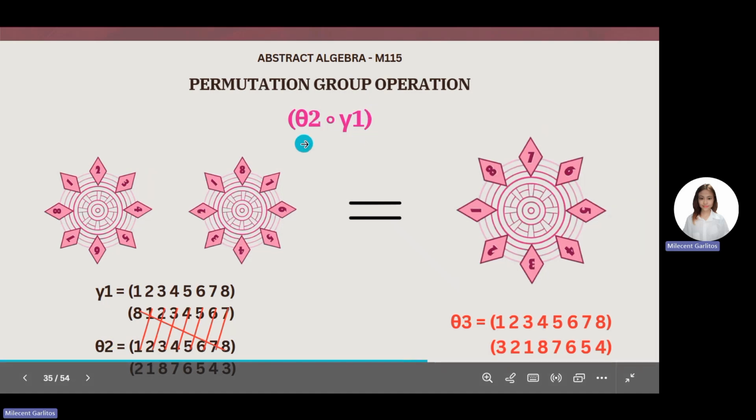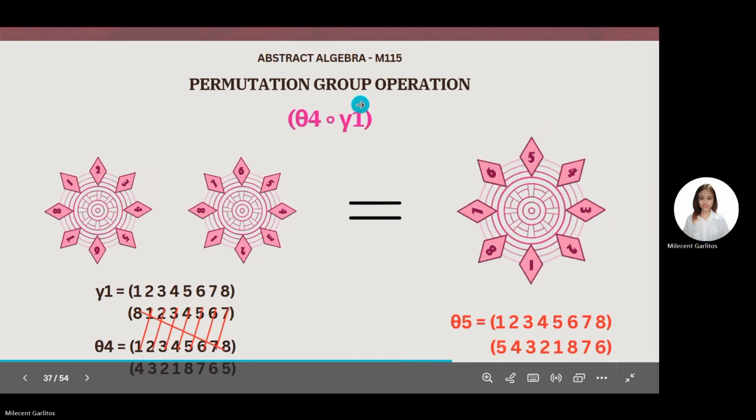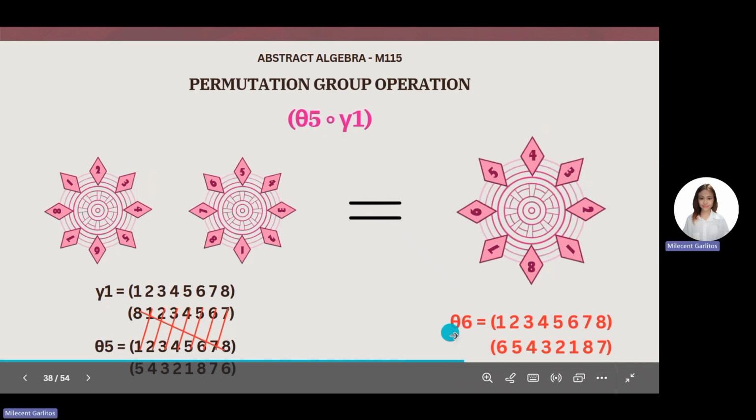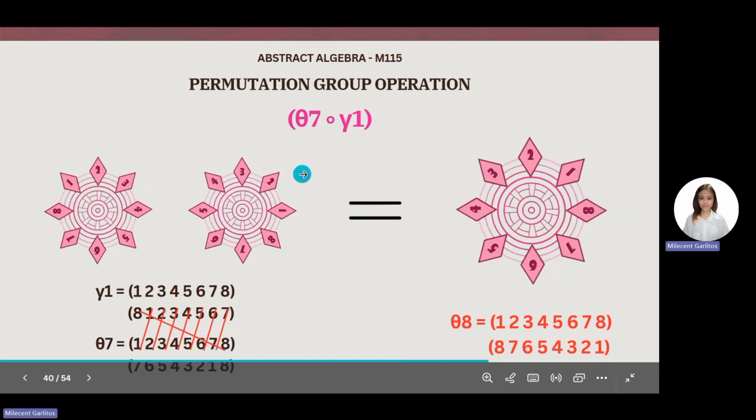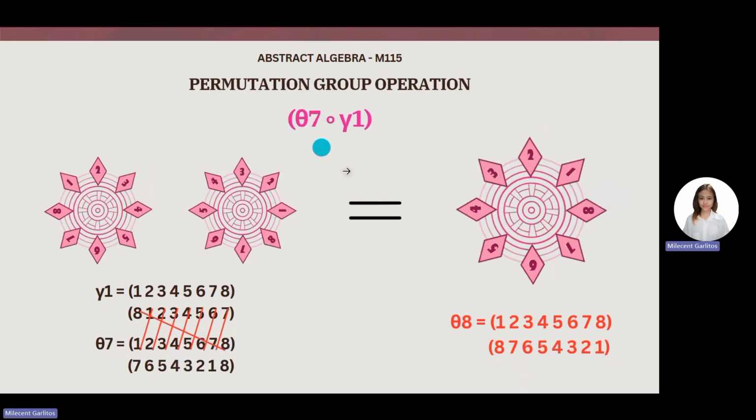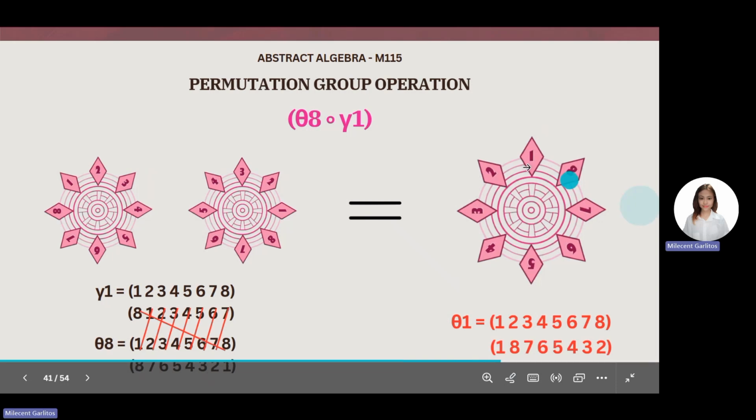Theta sub 1 to theta sub 2 would be theta sub 3. Gamma sub 1 to theta sub 3 would be theta sub 4. Gamma sub 1 to theta sub 4 would be theta sub 5. Gamma sub 1 to theta sub 5 would be theta sub 6. Gamma sub 1 to theta sub 6 would be theta sub 7. Gamma sub 1 to theta sub 7 would be theta sub 8. And then gamma sub 1 to theta sub 8 would be theta sub 1.